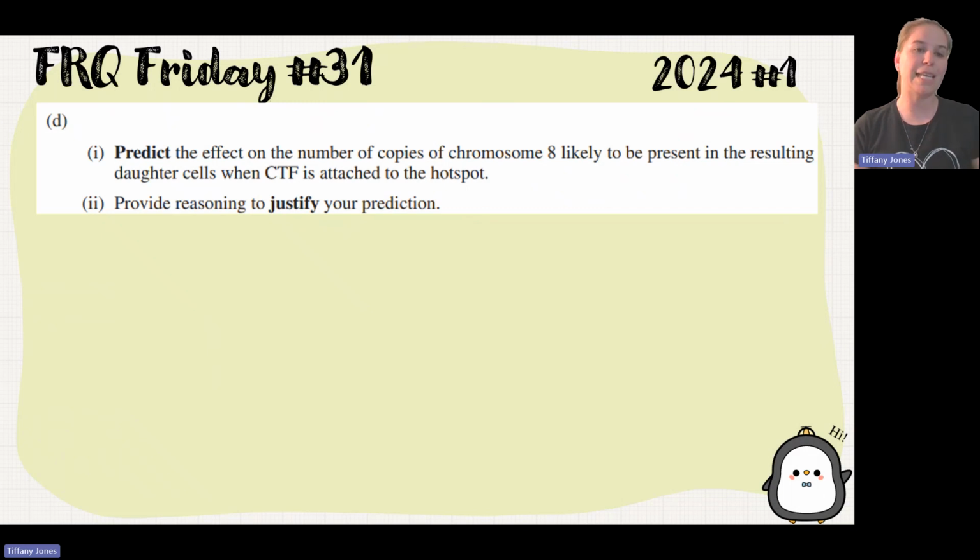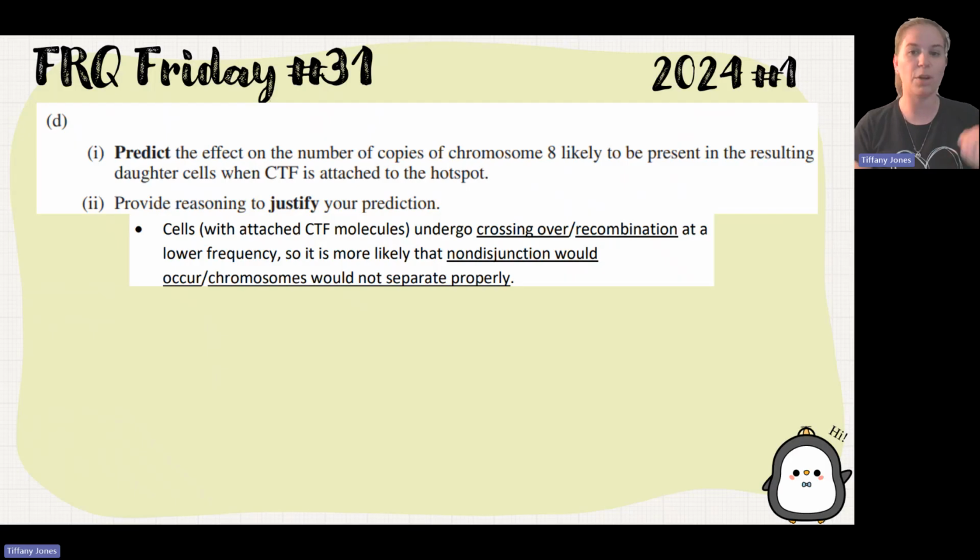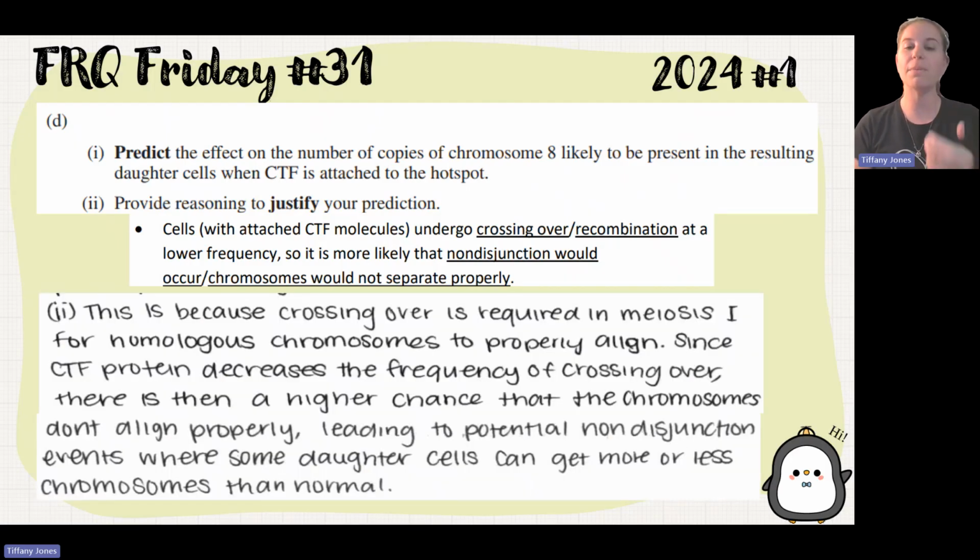So then the second part, D sub II, provide reasoning to justify their prediction. They did justify. They said that the cells were undergoing crossing over at a lower frequency, so it's more likely that non-disjunction would occur and the cells would not separate properly. They said this is because crossing over is required in meiosis I for homologous chromosomes to be properly aligned. Since CTF protein decreases the frequency of crossing over, there is a higher chance that the chromosomes don't align properly, leading to potential non-disjunction events where some daughter cells can get more or fewer chromosomes than normal. So they clearly understood what was happening, but they didn't explicitly state it for D sub I, so they did not get that point.